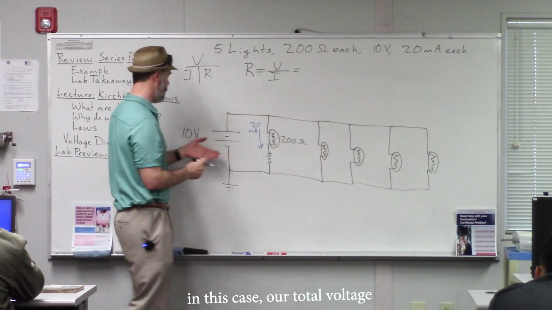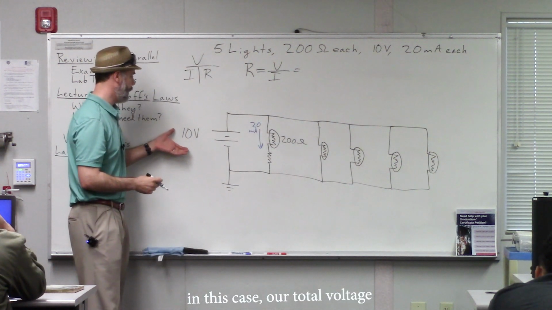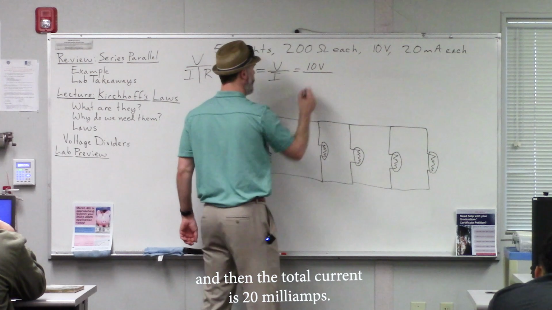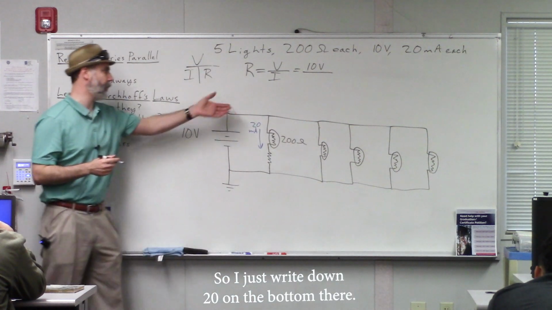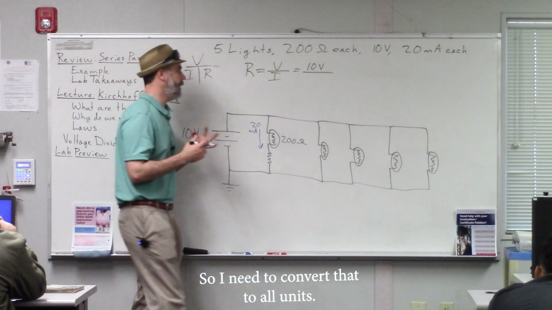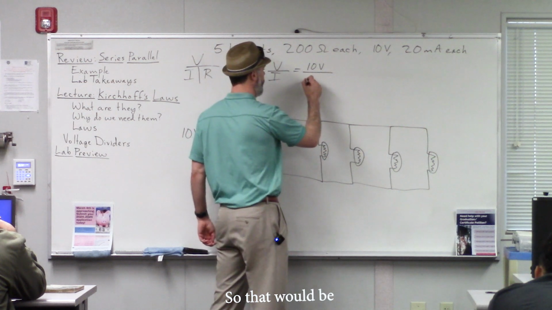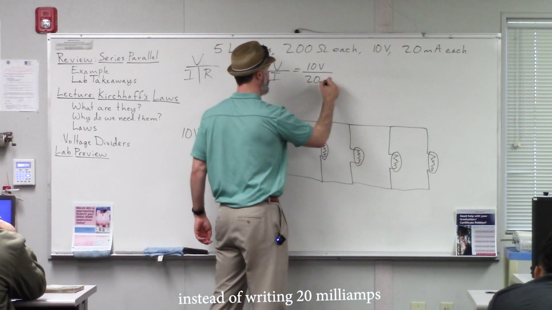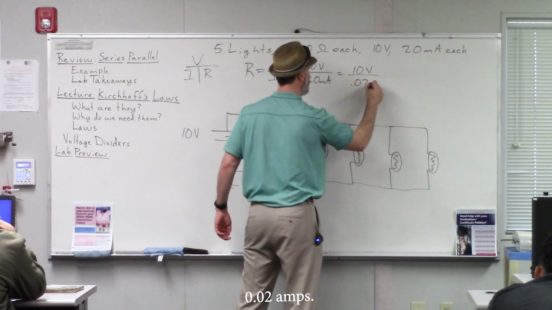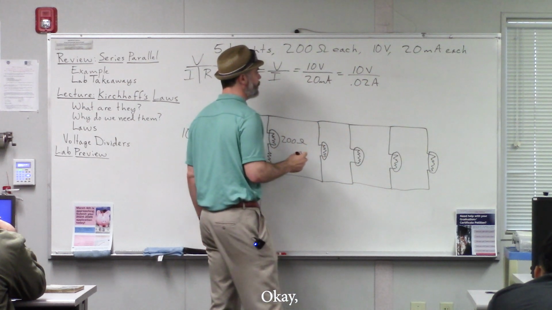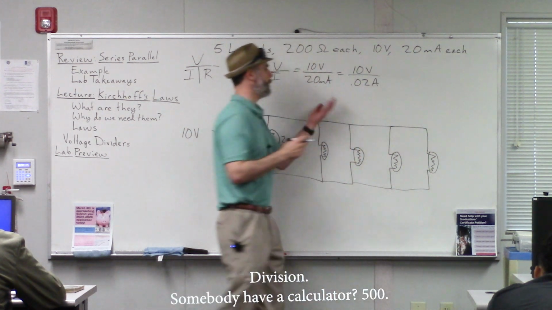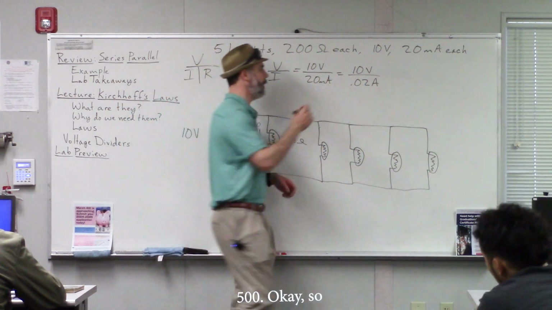So then, in this case, our total voltage is the 10 volts, and then the total current is 20 milliamps. Should I just write down 20 on the bottom there? No. I need to convert that to raw units. So instead of writing 20 milliamps, I would write 10 volts over 0.02 amps. Okay? So what do I get if I do that division? Does somebody have a calculator? 500. 500. Okay.